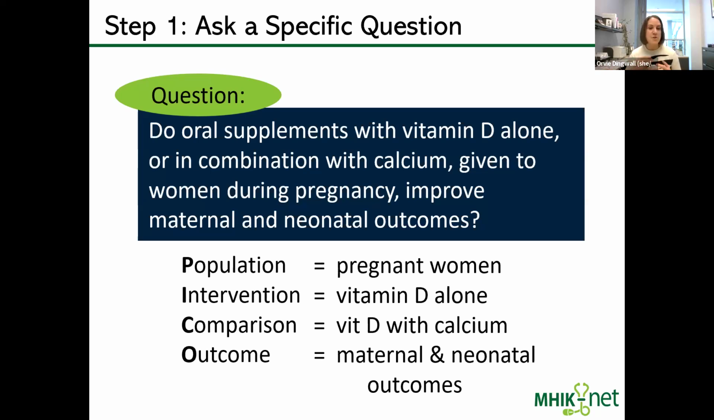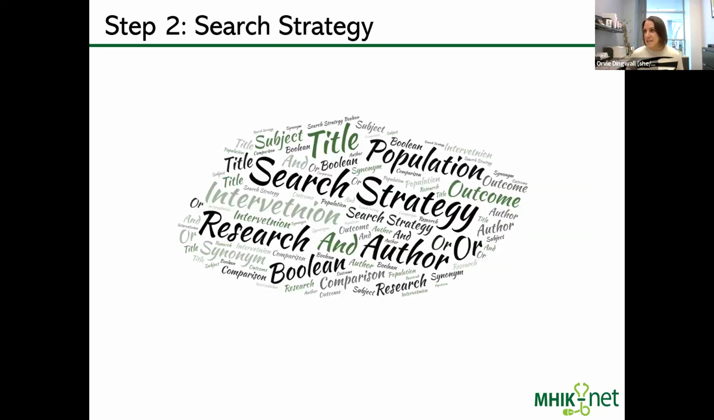So it can be really helpful as you're starting to search or starting to think about something. You can write down PICO and then start jotting down: who is my population? Who am I thinking about? What intervention am I thinking about? Are there comparisons? What is the outcome? Taking this step up front can be really helpful before you dive into any kind of search.